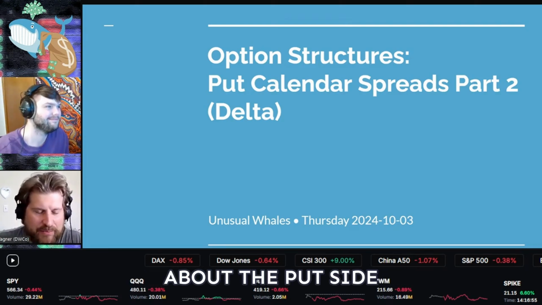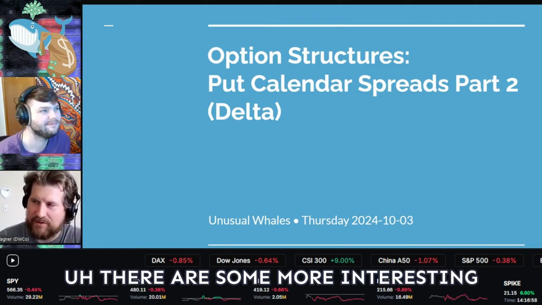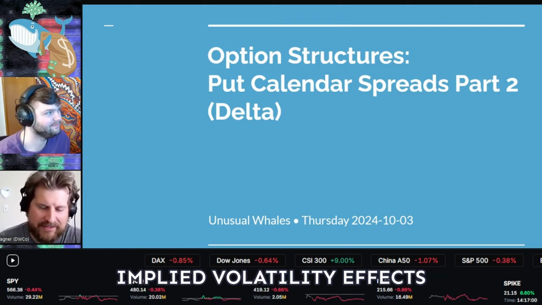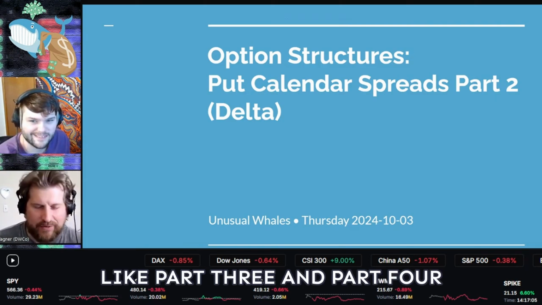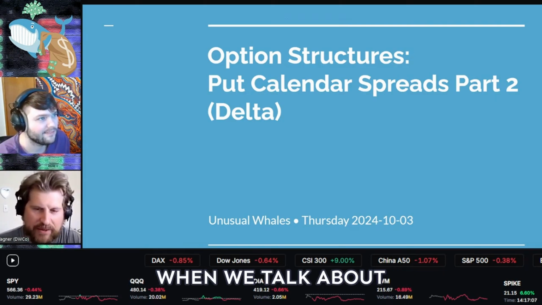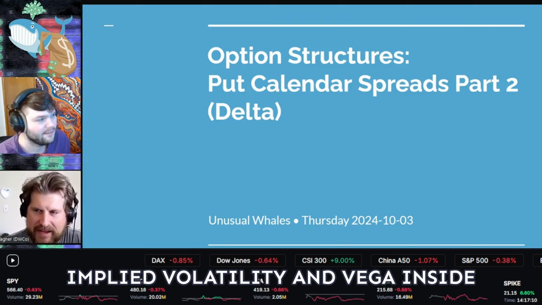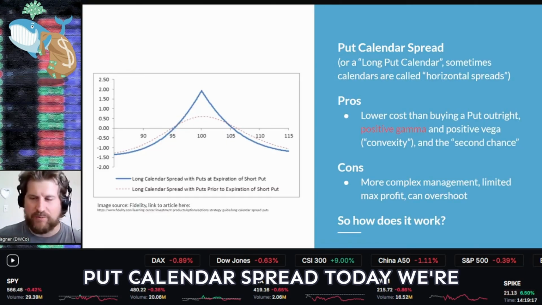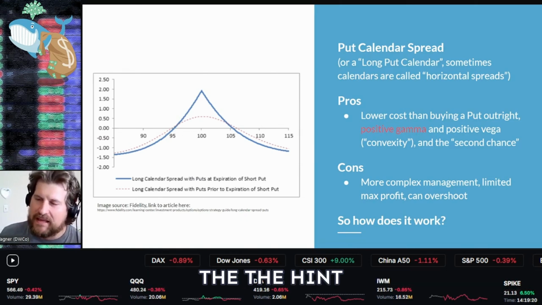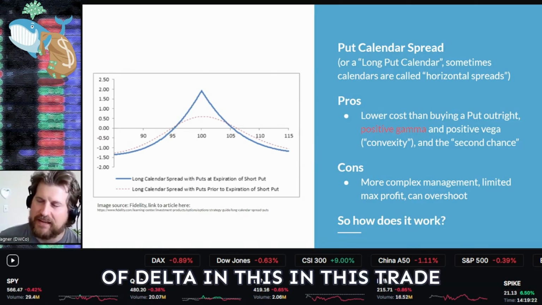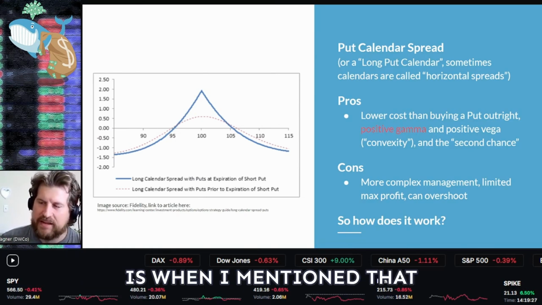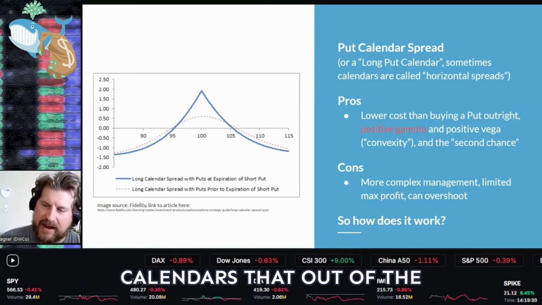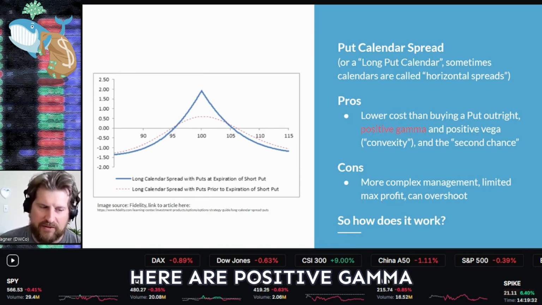When we're talking about the put side, there are some more interesting implied volatility effects that we'll cover, I'm sure, in part 3 and part 4, when we talk about implied volatility and vega inside put calendar spreads. Today we're talking about delta. The hint of delta in this trade from my summary slide from last week is when I mentioned that out of the money calendar spreads like we're talking about here are positive gamma.